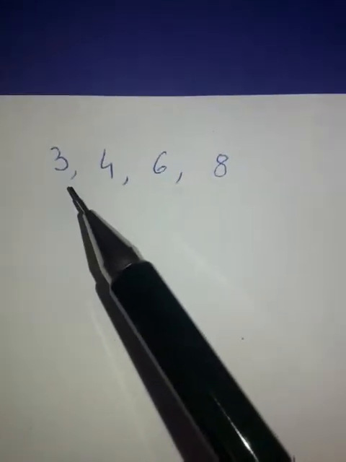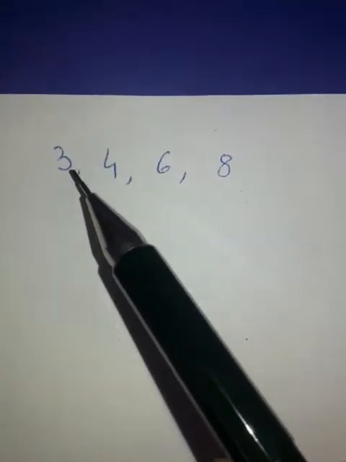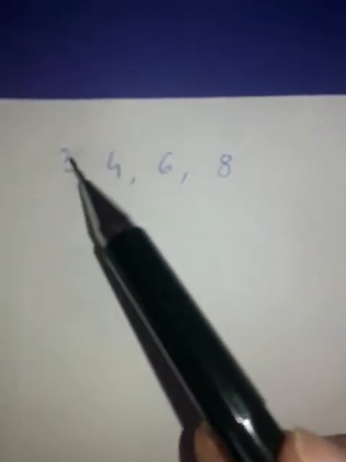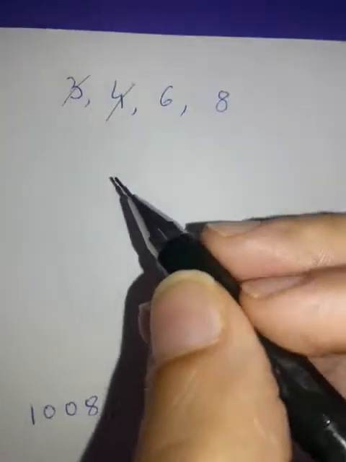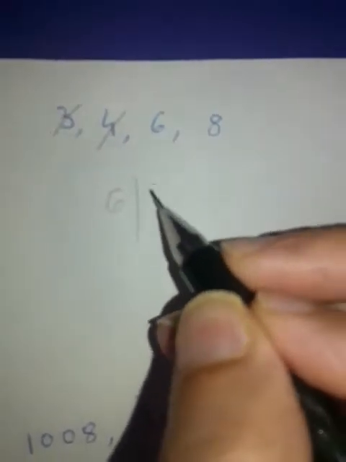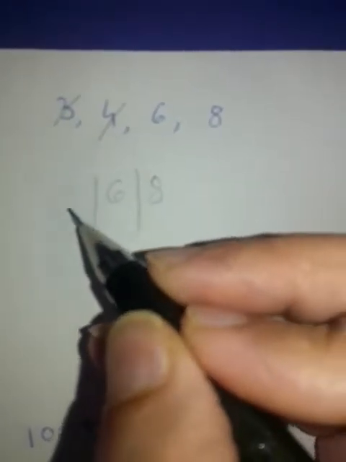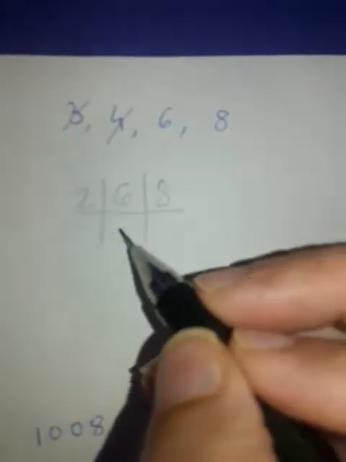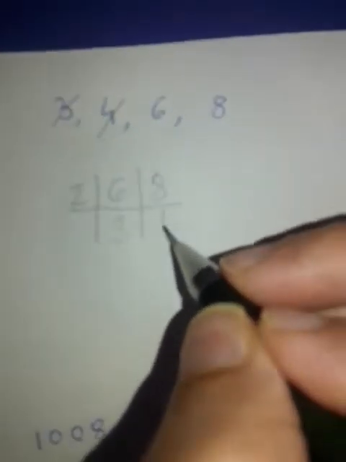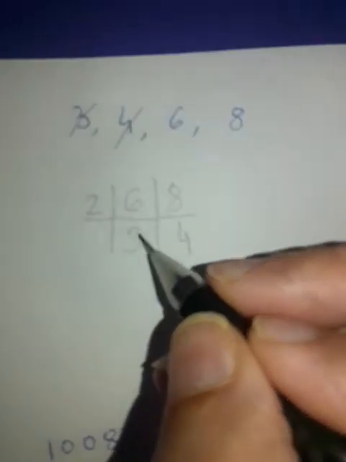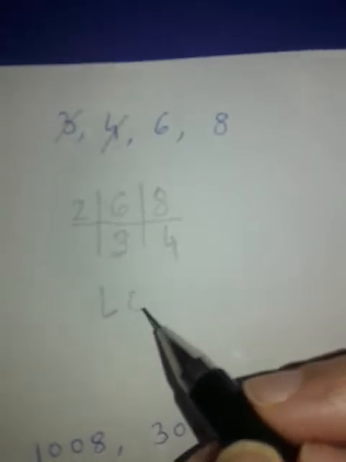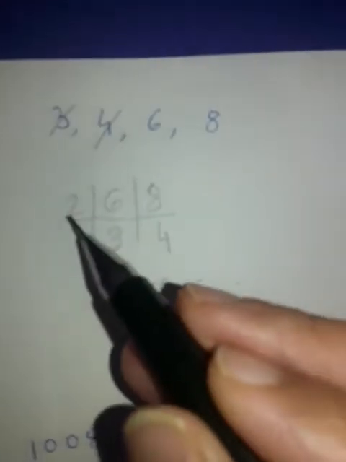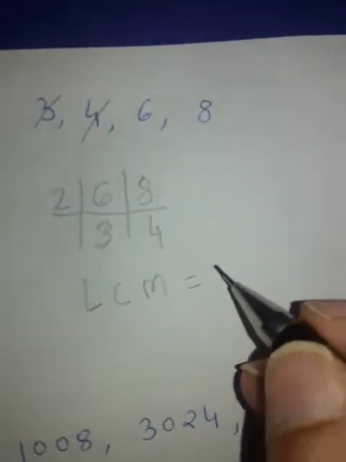So let's see this. Now I need to find LCM. So what must I do? Ignore the factors. 3 is a factor of 6. Ignore it. 4 is a factor of 8. Ignore it. So I am left with 6 and 8. 2 is a common factor. 2 3s are 6 and 2 4s are 8. 3 and 4 do not have any common factor. So I have to stop here. LCM is 2 into 3 into 4.